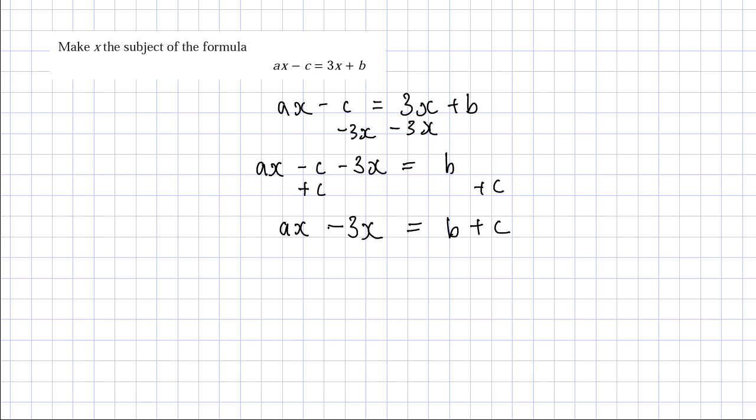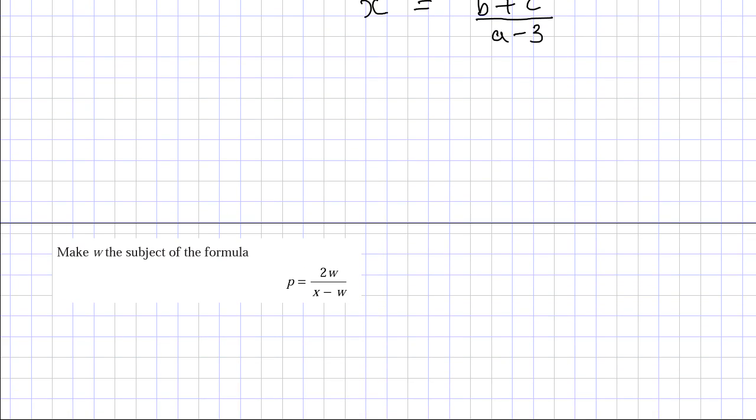Now I have ax take away 3x. I can't really simplify this to get the x's together, but what I can do is factorize the x from these. So I'm going to write x times a minus 3, and that's equal to b plus c. Now all I have to do is divide by a minus 3 on both sides. And remember, like last time, this time I'm not going to write the brackets here. So I'm going to have x is equal to b plus c over a minus 3.